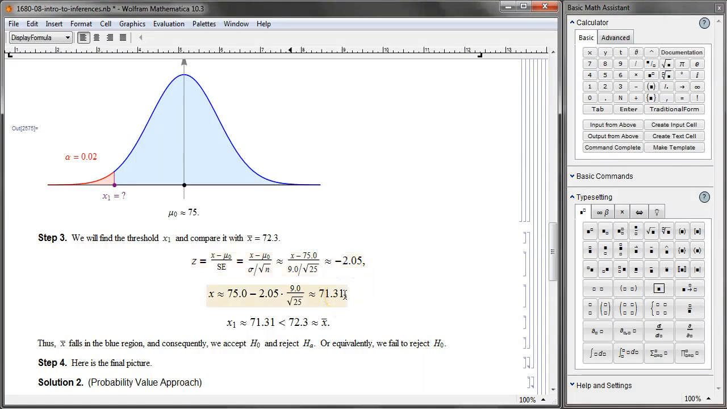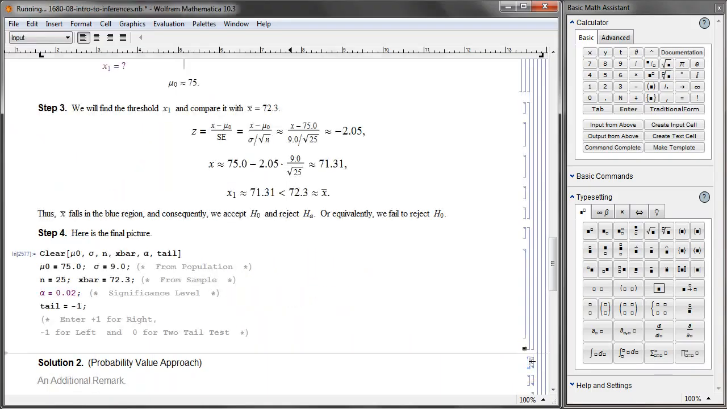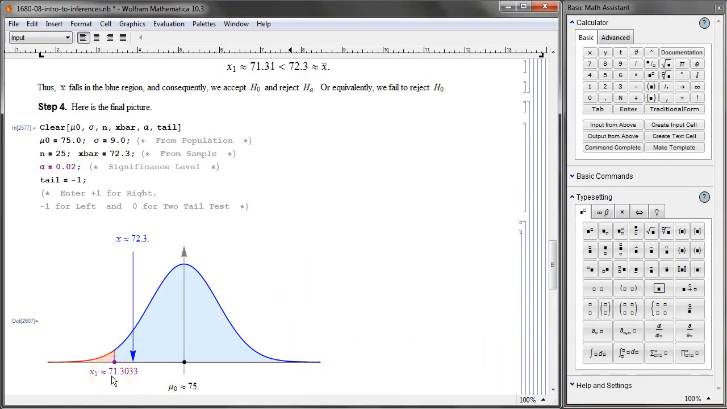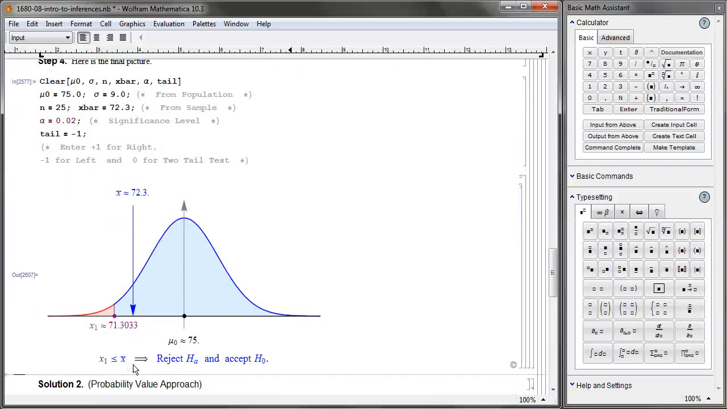It turns out to be 71.31. And compare that with 72.3 in the picture. This one is 71.31. And where is 72.3? Well, here's a complete picture. 71.31, that's right here. And then 72.3 is over here. It's in the blue region. It's close enough to the null value, so we accept the null hypothesis and consequently reject the alternative hypothesis.